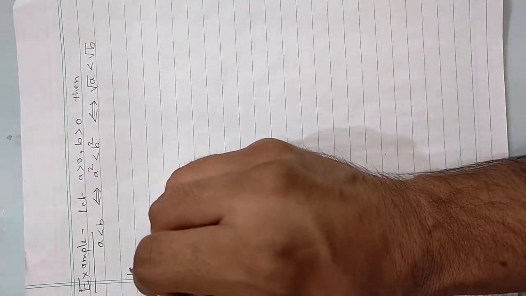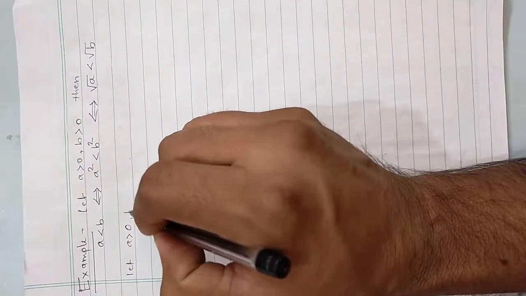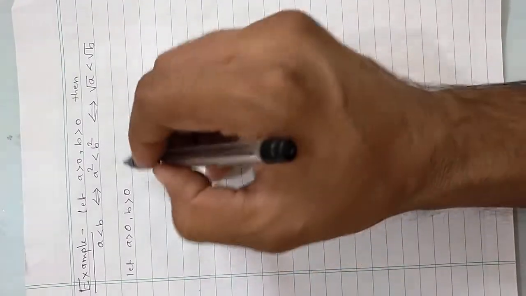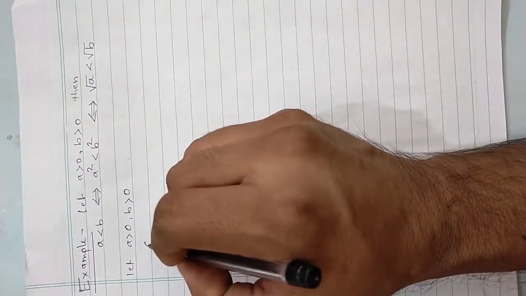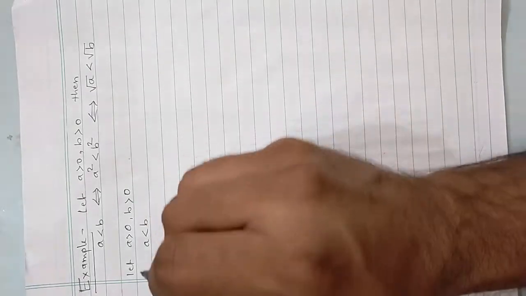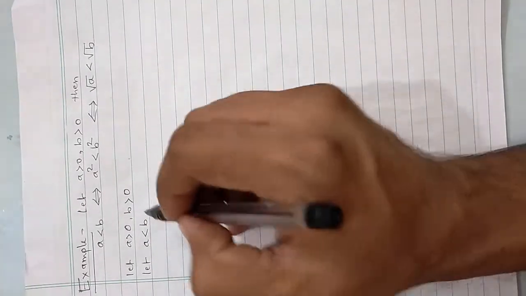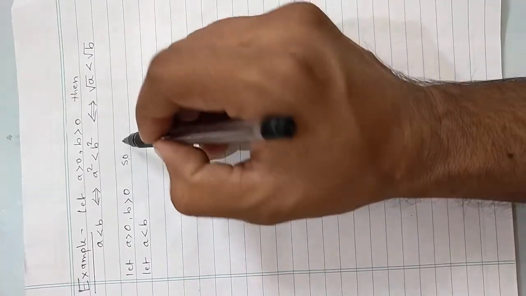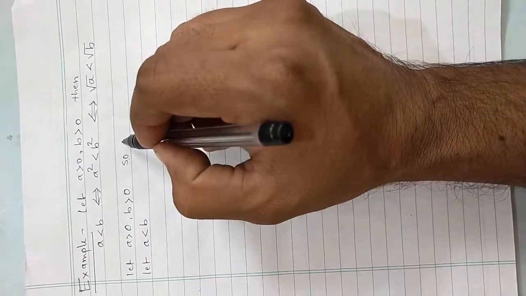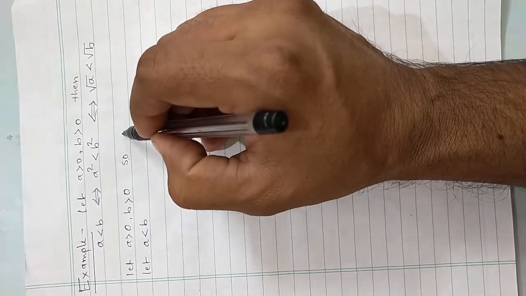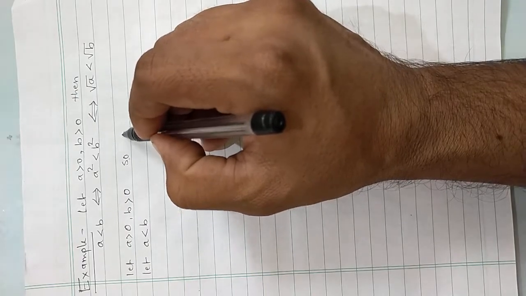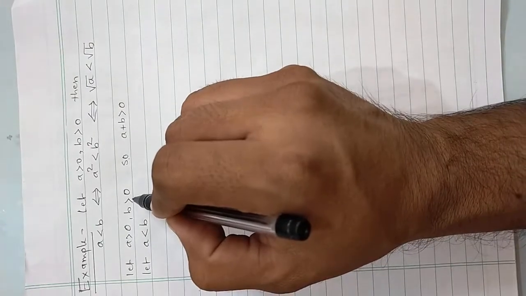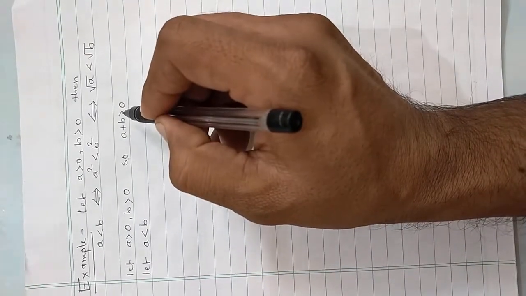So let us consider a is a positive number, b is a positive number, right? So we consider a less than b. If we consider a is less than b, as a is positive, b is positive, we can have their addition to be positive. So a plus b, or we can say b plus a, both are positive. So a plus b is also positive because a is positive, b is positive.